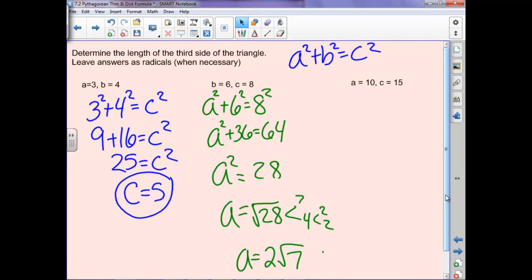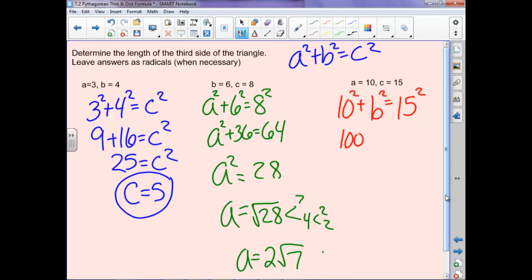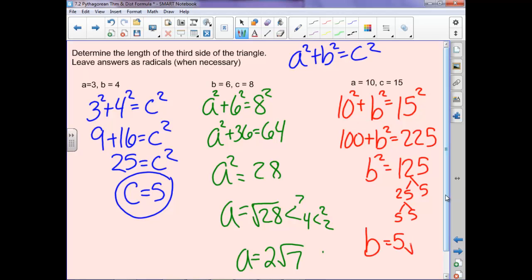And now this last one, same idea, we're given our A, so 10 squared plus B squared equals 15 squared. So B is 5 root 5.